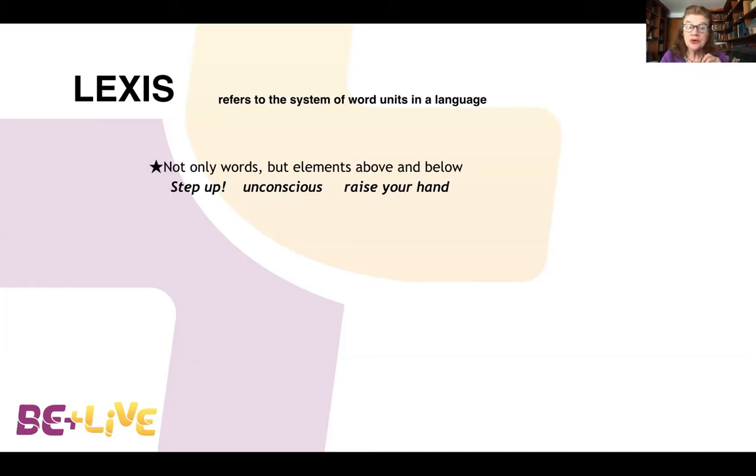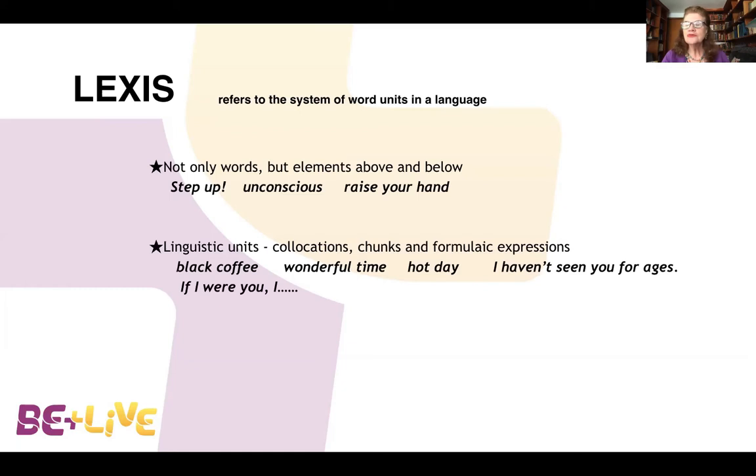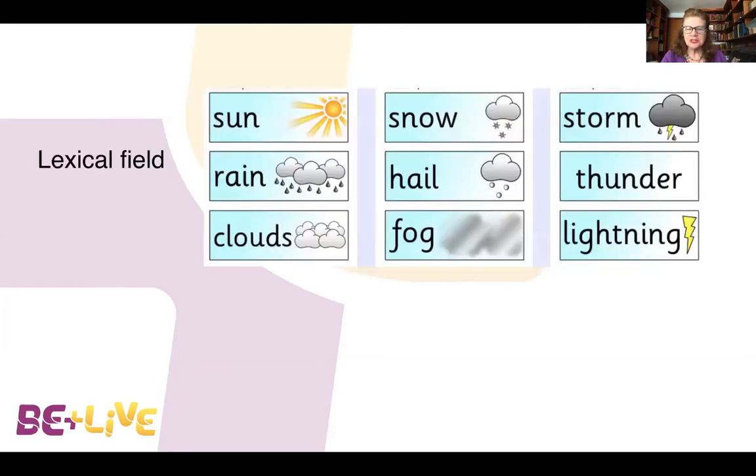And even more than that, it also refers to collocations and chunks and expressions like black coffee, or I haven't seen you for ages, or if I were you, I would, whatever, which used to be taught as a conditional, but can be taught as a formula. So why is this important in language acquisition? It is because it helps children to communicate better.